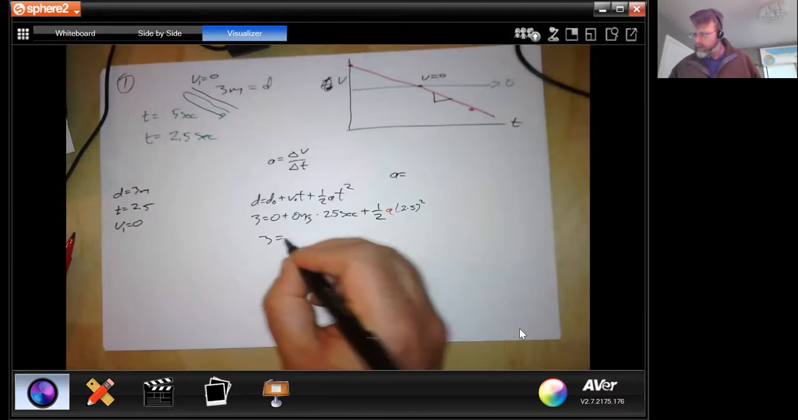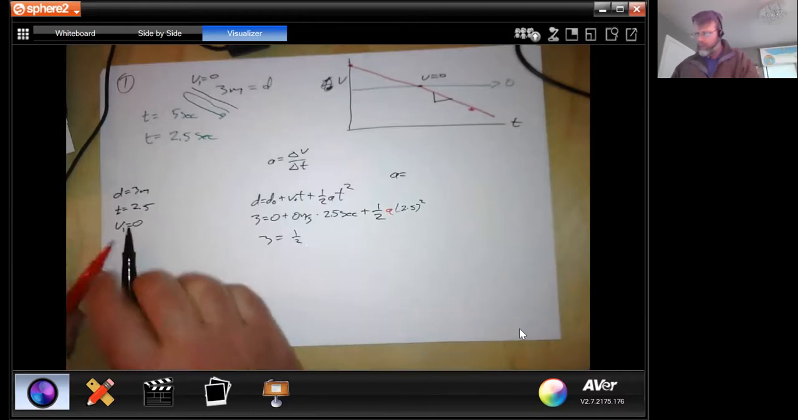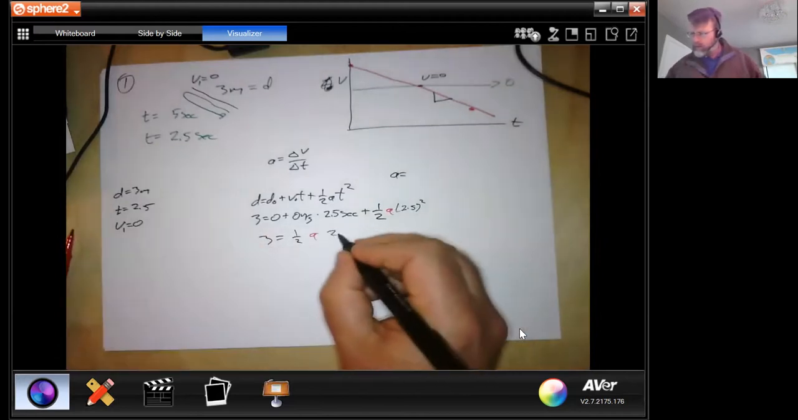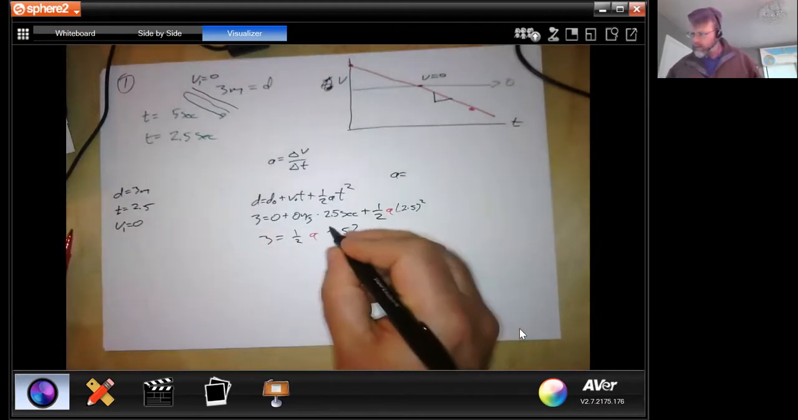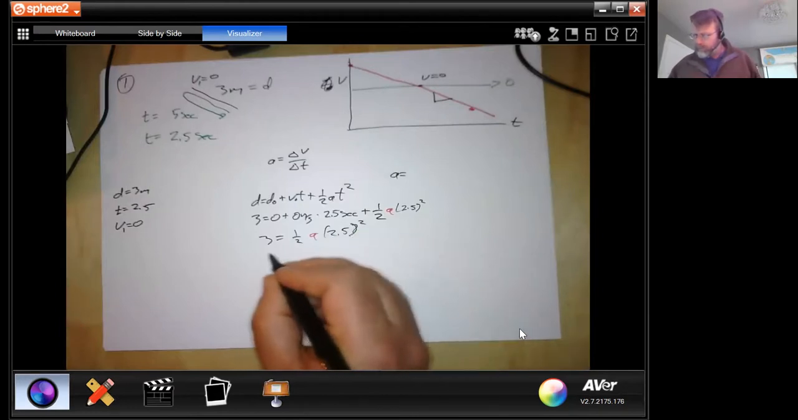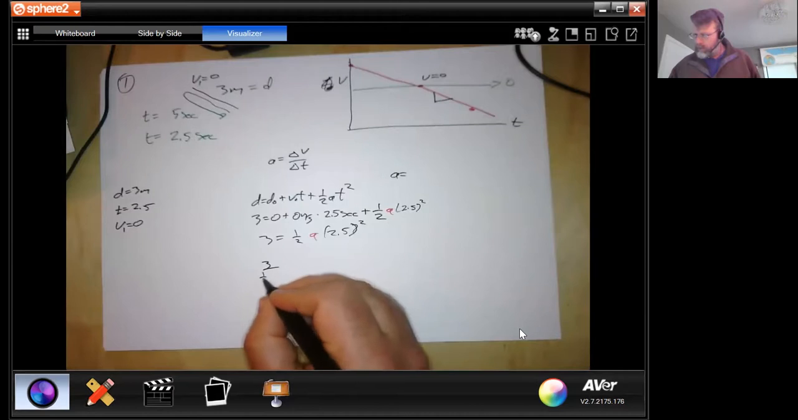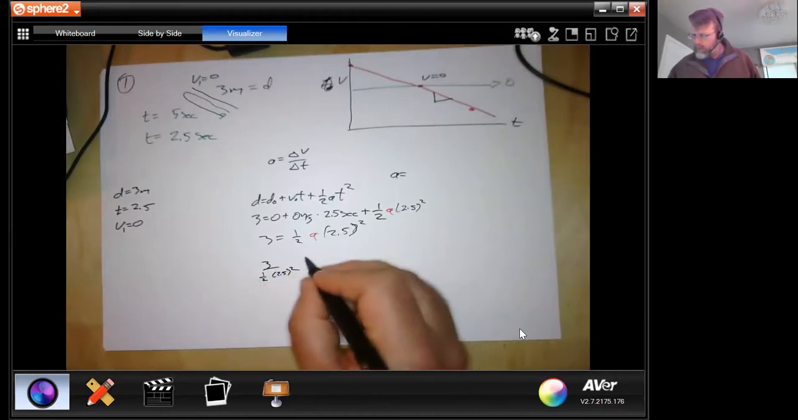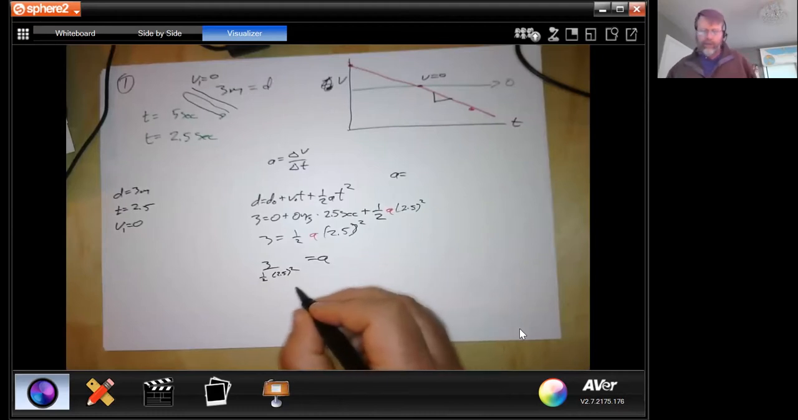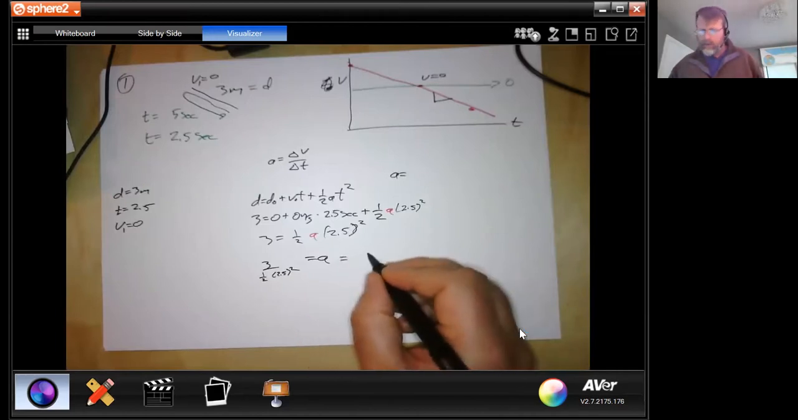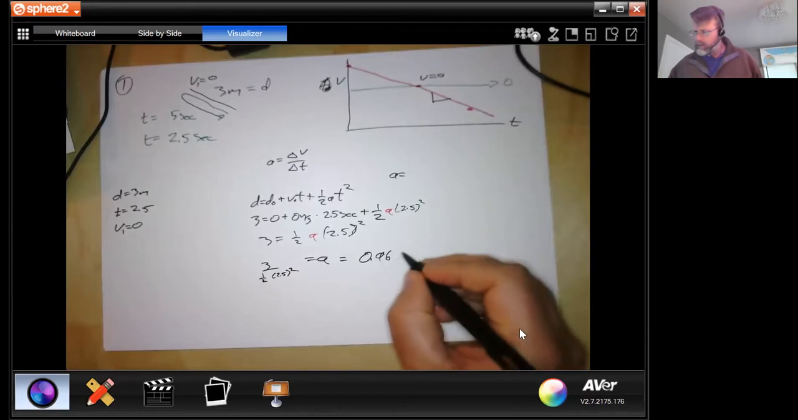So we're going to get 3 equals 1/2 a times 2.5 squared. Okay, so we can take our 3 over 1/2 times 2.5 squared, and that is going to equal our acceleration. Okay, you plug that into a calculator and you should get 0.96, okay?